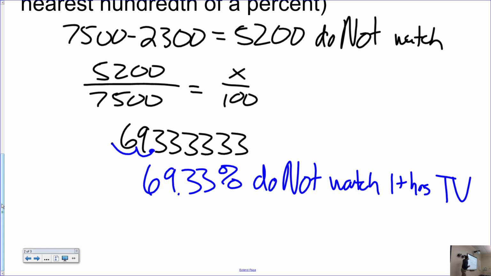And note, folks, you could have perfectly done this problem with the number 2,300. You could have used 2,300 over 7,500 and gotten a percentage. But then you would have the percentage of the people that do watch more than an hour of TV. All you have to do is take 100% minus that to get you to the 69.33. Either way, perfectly okay.